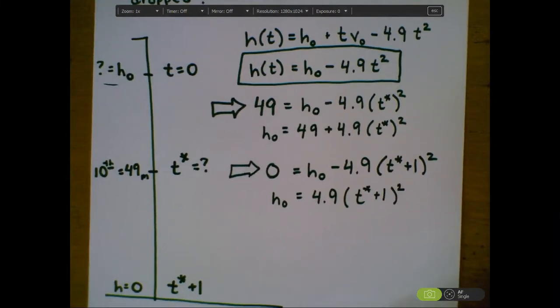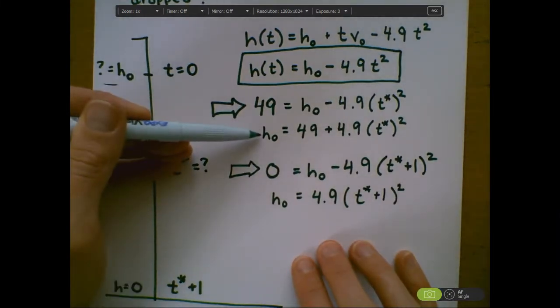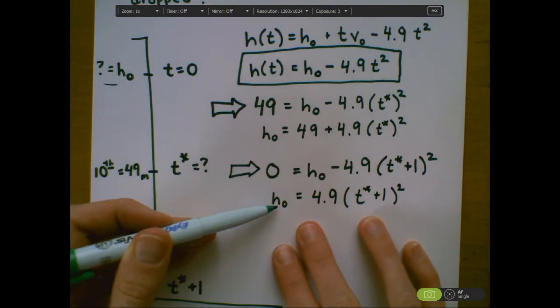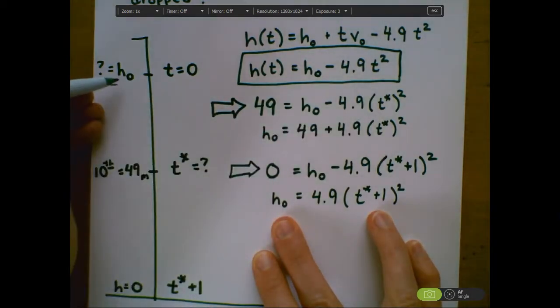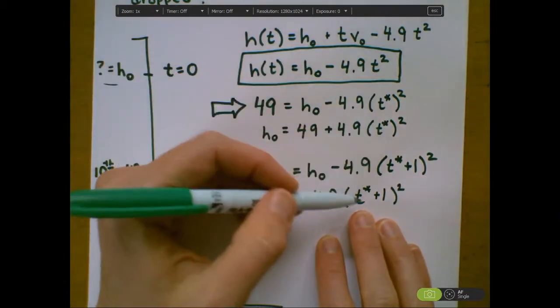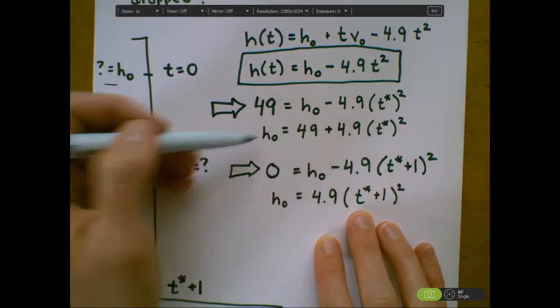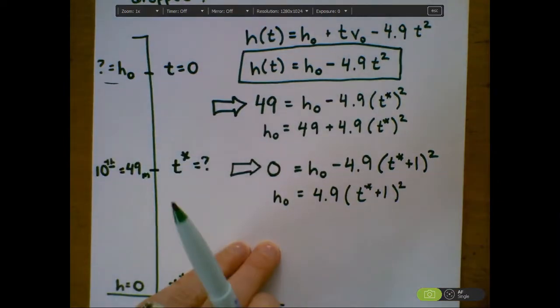This is helpful because now I have two equations. I have this h naught equation and I have this h naught equation. The only variables here are my h naught, the starting height that I don't know, and my t star. I'm going to solve for my t star to be able to figure out the h naught. Let's write this on a separate sheet of paper.